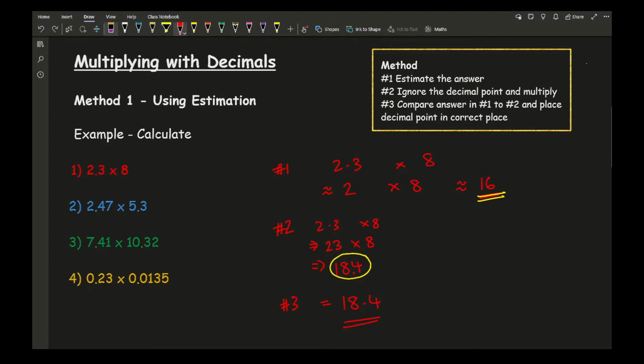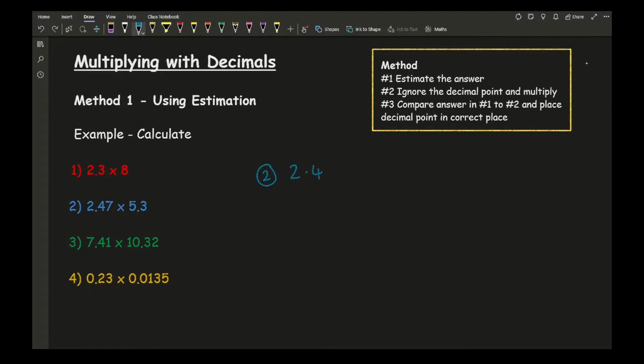So if we then have a look at the second question, with number 2, here I've got 2.47 times 5.3. Now estimating this, I get 2.47 as being roughly 2 and 5.3 is roughly 5. So estimating that this answer is going to be around 10.